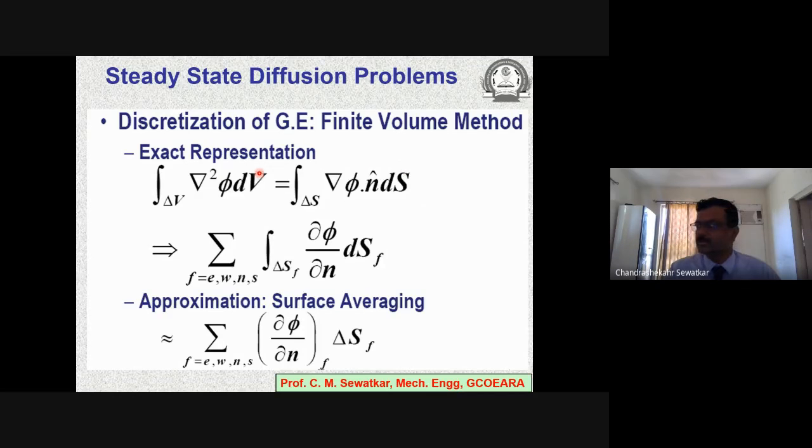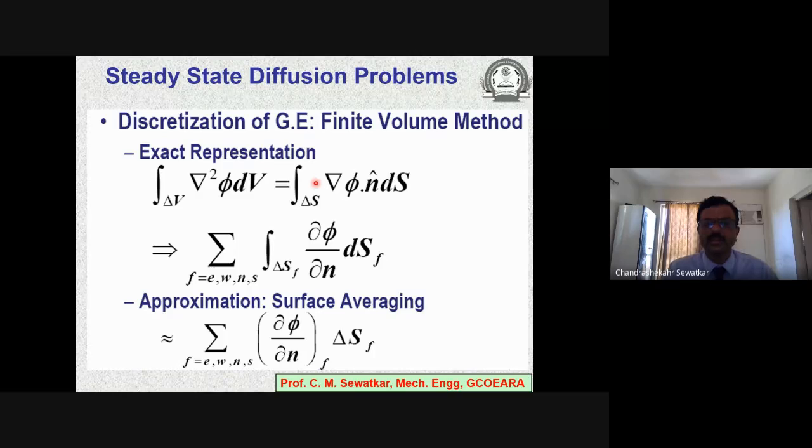The volumetric integral is converted into a surface integral, and in doing so, one of the grads goes away from the equation, and what is left is grad phi dot n cap. n cap is nothing but the unit vector in the normal direction. This has to be introduced to consider this gradient in the normal direction. So what is done? The volumetric integral has been converted into a surface integral.